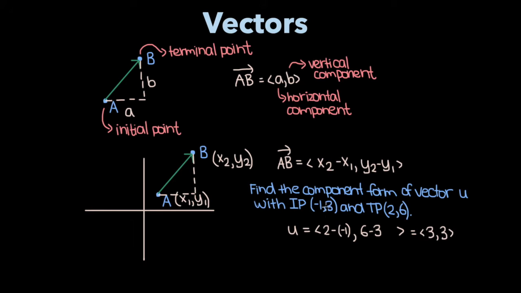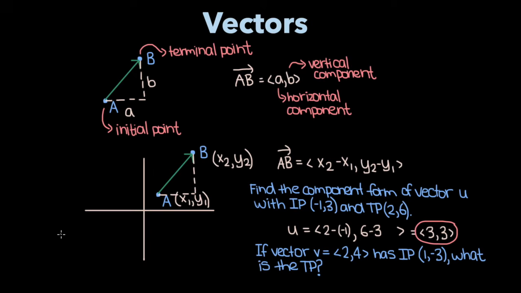And just to verify that we have the right answer, let's think of it this way. So we start at the point -1, 3, and we want to end up at the point 2, 6. If we think about just the x-coordinates, we want to get from -1 to 2, so our horizontal component has to be 3, and in terms of the y-coordinates, we have to go from 3 to 6, so our y-coordinate has to be 3 as well, and so the vector u is 3, 3.